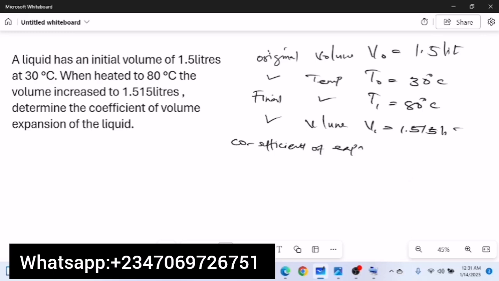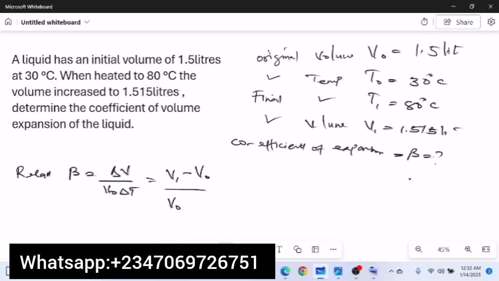The coefficient of expansion, which is beta, is unknown. So you recall that beta is actually the change in volume with respect to the original volume multiplied by the change in temperature. And change in volume is V1 minus V0, which is final volume minus the original volume, with respect to the original volume multiplied by final temperature T1 minus original temperature T0.